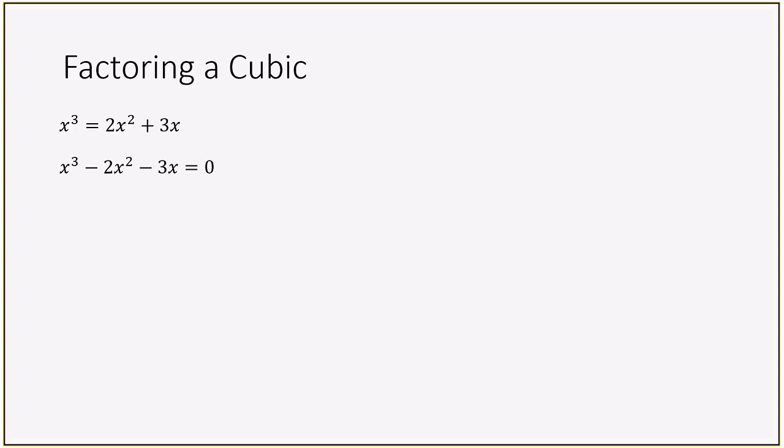Now, ideally, it would be nice to turn this into a quadratic, because then we could use the strategies we've seen on the last two slides. Well, we can actually do just that by taking out the greatest common factor, which in this case is x. I can pull an x out of all three terms. So I would divide each term by x. Well, x cubed divided by x becomes x squared. Negative 2x squared divided by x gets me negative 2x. And negative 3x divided by x gets me negative 3. And now I have a quadratic inside of the parentheses.